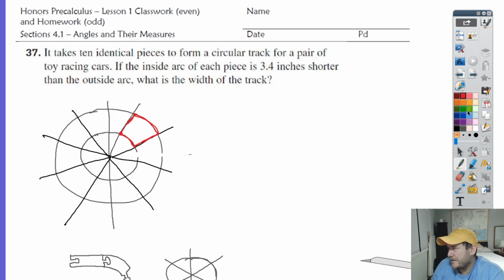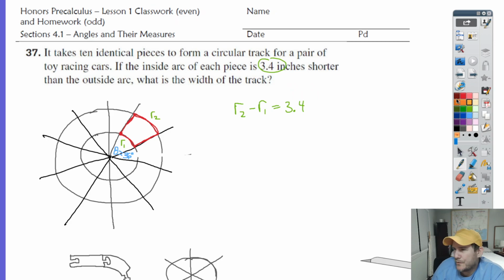So just to define variables, you've got an inner radius, R1. You've got an outer radius, R2. And when you see this 3.4 inches shorter, that's basically telling you that R2 minus R1 is 3.4. So they're not giving you R1, they're not giving you R2 either. They're just telling you that R2 is 3.4 inches longer than R1 is. That's all you get. The other thing you know, though, is your central angle theta. You know that because these arcs are 1/10 of a full circle. So 360 divided by 10 tells you that we're dealing with 36-degree central angles, which is the same as pi over 5.